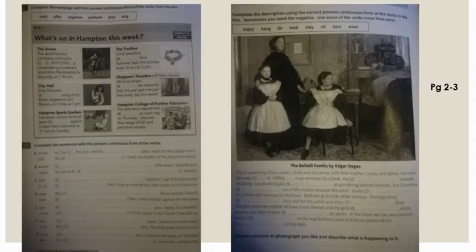So let's go ahead and look at our grammar book, pages 2 and 3. Go ahead and open those up, and we're going to go over the exercises. So, exercise 1 says complete the web page with the present continuous form of the verbs from the box. We have hold, offer, organize, perform, play, and sing.